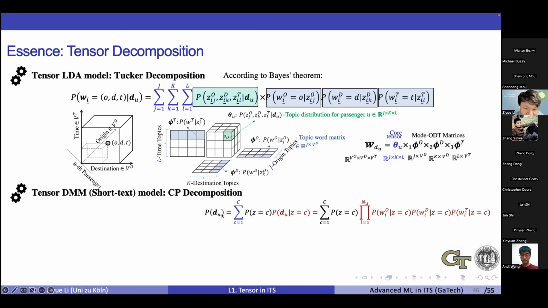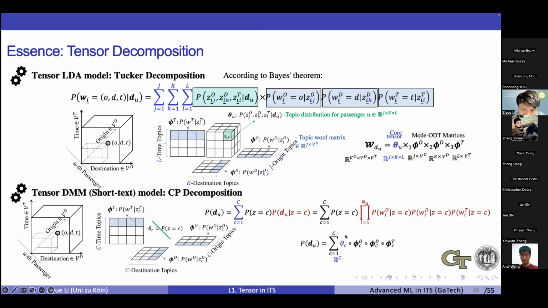Basically, the probability of the document is the probability of the short text topic, times the probability of each word given this topic. And for each word it is basically O times D times T because they are IID. So this probability of the topic is basically the vector theta. And the rest is basically the mode matrix along each dimension.